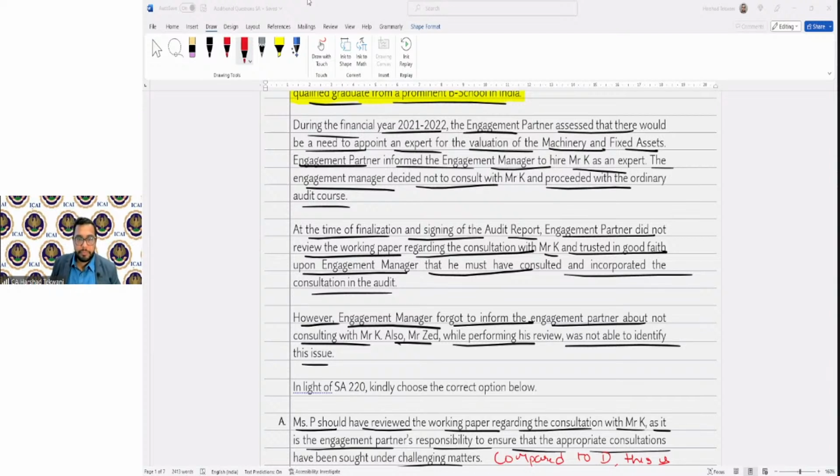Or let's say, for example, as we have already discussed, the engagement quality control reviewer was an appropriate person, a member of the institute appropriately appointed by the engagement partner, and he missed out to review. Then can it reduce the liability of the engagement partner? Can it reduce the liability of the engagement partner? So all these questions are there. Okay, let's see the answer.